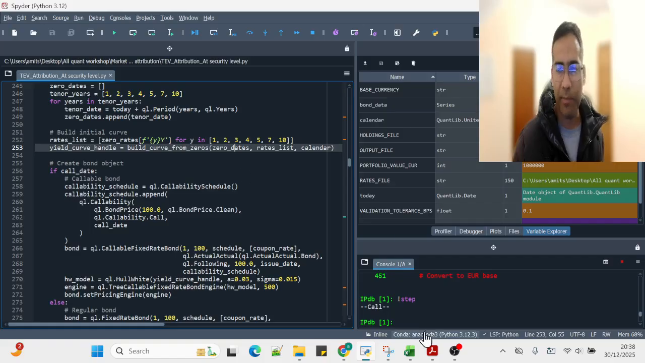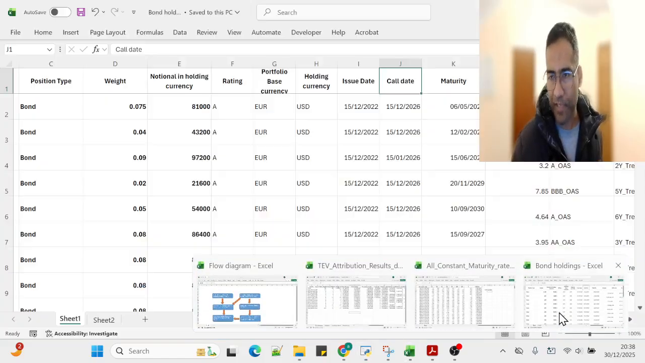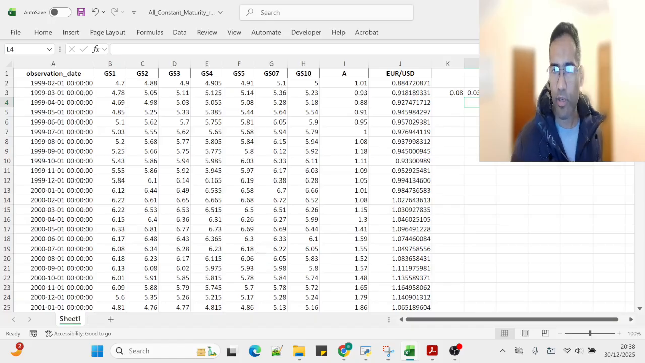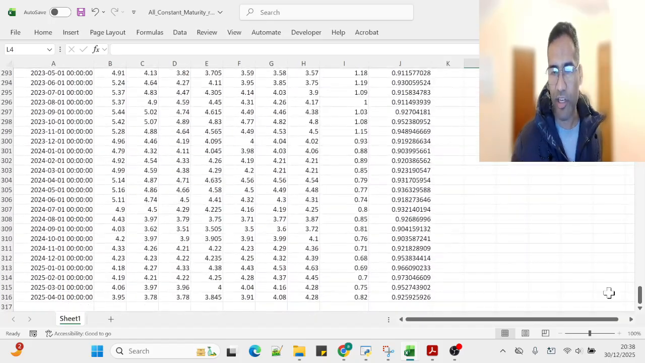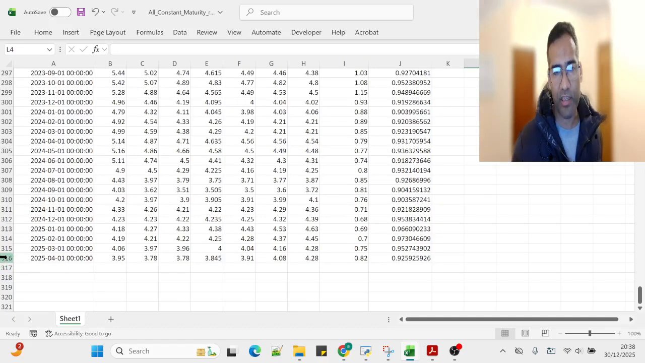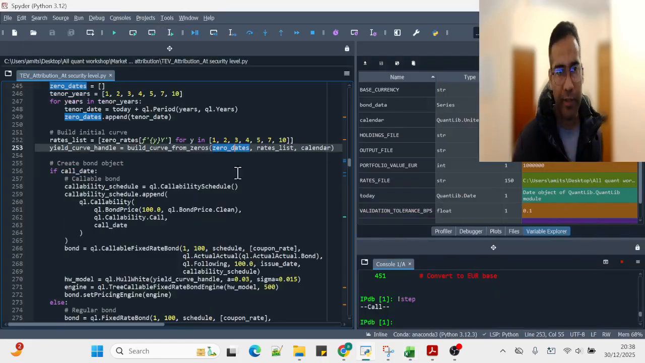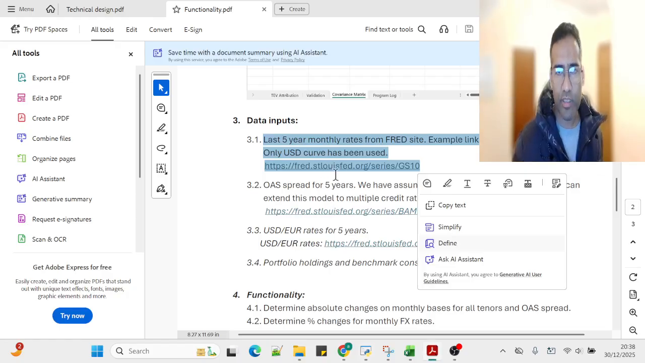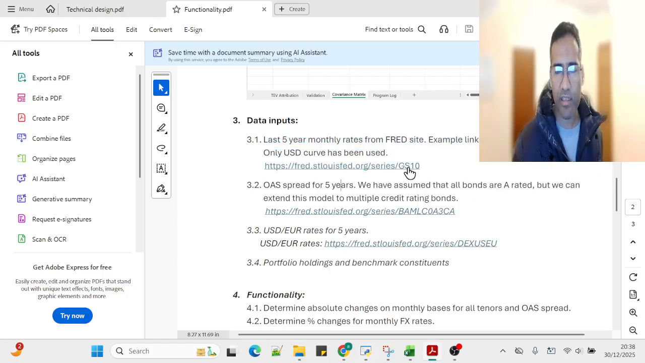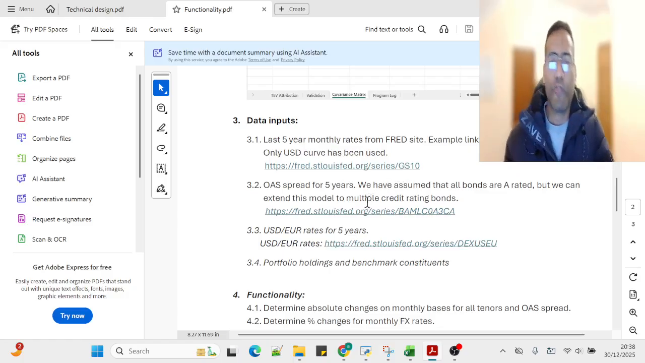If you remember, in the rates schedule, what are the current rates I fed in? Most of the latest rates I fed in. So these are the most latest zero rates I fed in. You can get these rates from the FRED site. Let me show you this. This is the FRED site actually. And OS spread, you can get from this.